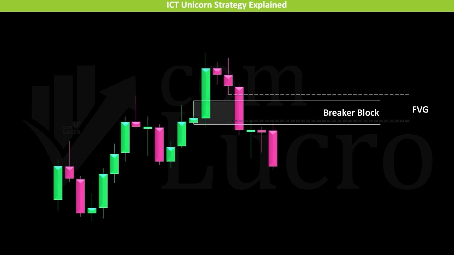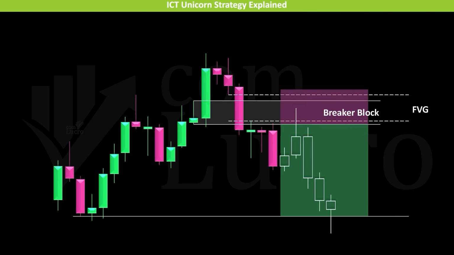When a breaker block overlaps with an unmitigated fair value gap, this alignment creates a high-quality trading zone. When price returns to this area, the probability increases that it will behave as a strong supply zone and push price lower. In this situation, the entry is taken at the start of the zone, the stop loss is placed above it, and targets are set at the next key area ahead of price. The same logic applies in bullish scenarios, just in the opposite direction.